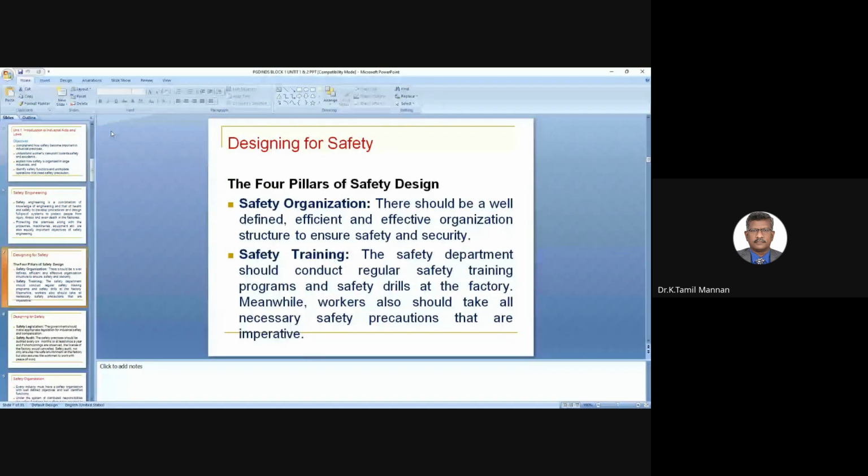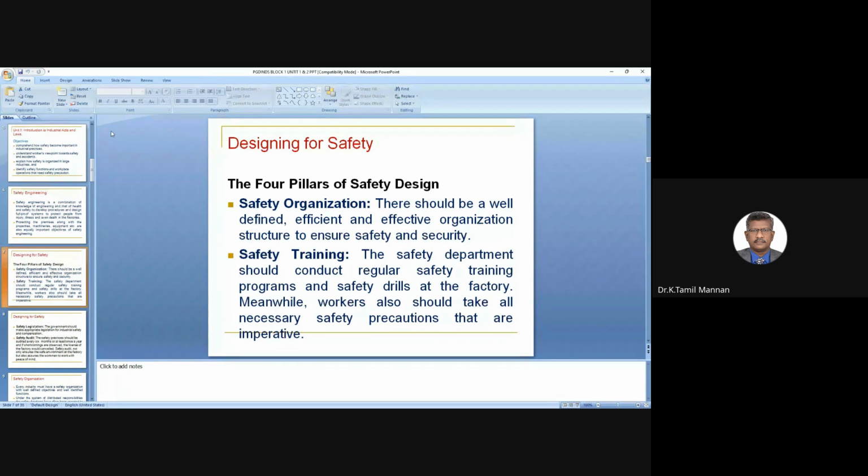Efficient and effective organization structures to ensure the safety and security. So the safety organization should define how efficient and effective its organization structures are, and ensure safety and security and safety training. Training is more important for each and every sector. Similarly, for the industrial safety sector, safety training also plays a more important role.